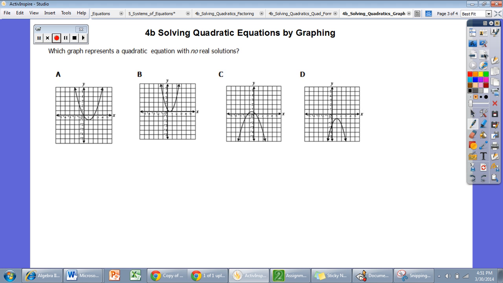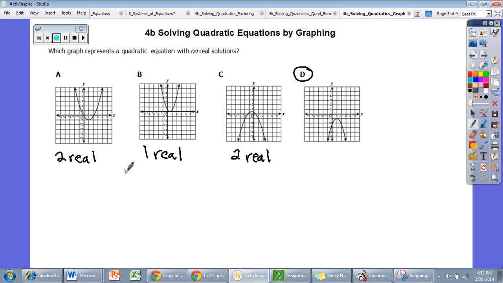In the next example, we're going to take a look at, again, which graph represents a quadratic equation with no real solutions. So this is almost the same exact type of question. We're looking for a graph that does not intersect the x-axis. And again, it's this one. Even though it's facing upside down, it doesn't cross the x-axis. So this would have two real solutions. This would have one real solution. And again, this would have two real solutions.